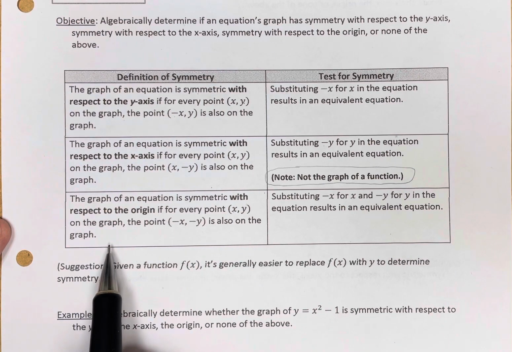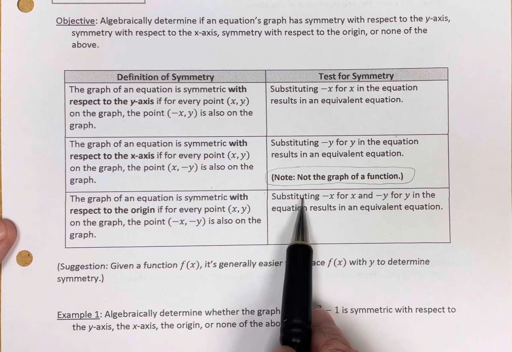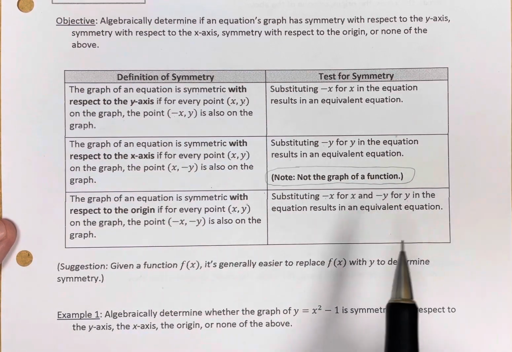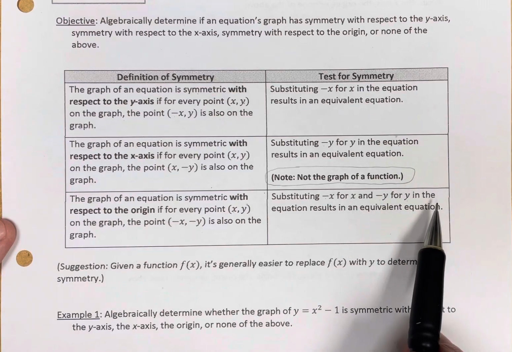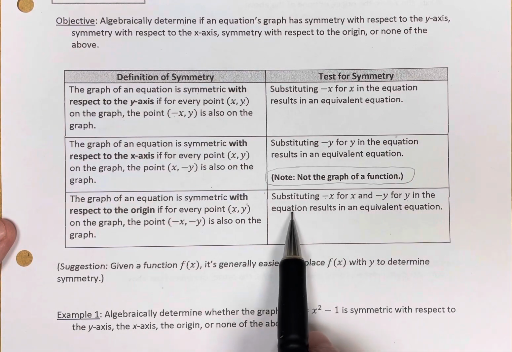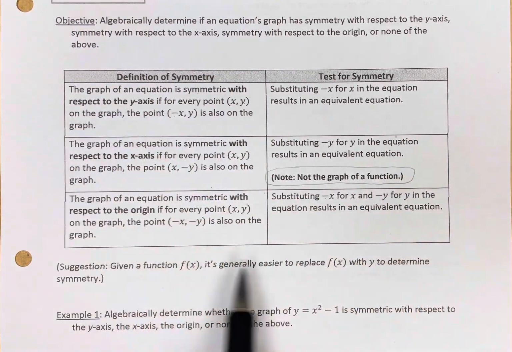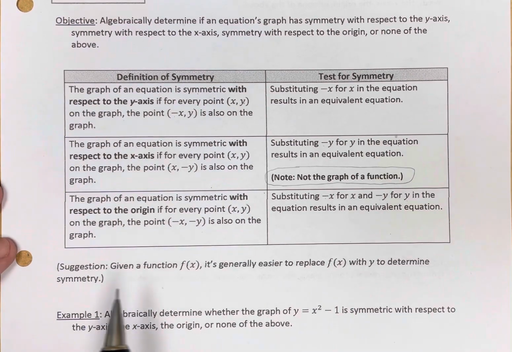How do we test for origin symmetry algebraically? We substitute negative x in for x and negative y in for y. We'll do a bit of mathematics to clean it up, and if we get the equivalent equation, that is symmetric with respect to the origin. Okay, a fair amount of math speak in here. I think it'll make a lot more sense as we take a look at the graph on the calculator, and as we do some examples.